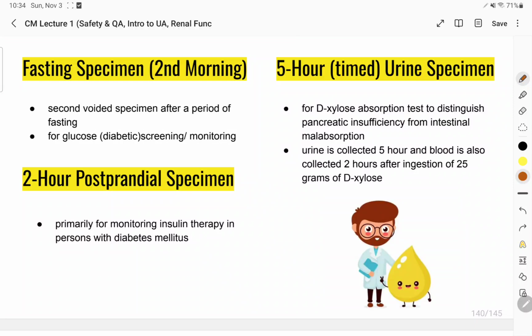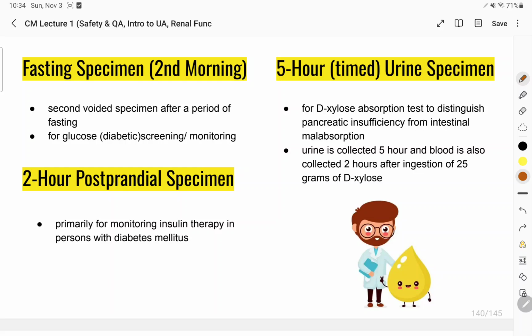Okay, so we also have fasting specimen, termed as your second morning. We also have 2-hour postprandial specimen and our 5-hour timed specimen. Fasting specimen, this is second voided specimen after a period of fasting. So this is used for glucose, diabetic screening, and monitoring. So second morning siya. So after ka nag-fast, nihideng ka. Okay? So 2-hour postprandial, it is used to monitor insulin therapy in persons with diabetes mellitus.